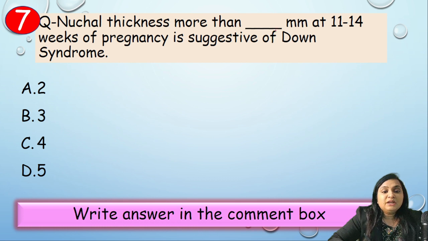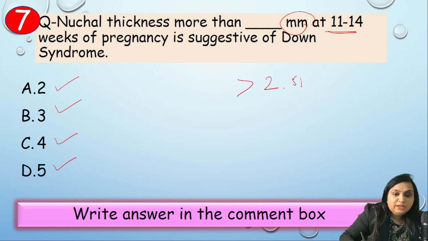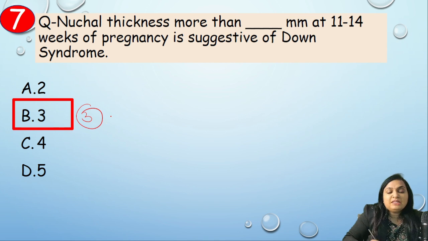Next question: nuchal thickness of more than this many millimeters at 11 to 14 weeks of pregnancy is suggestive of Down syndrome. So the options are 2, 3, 4 and 5. It is more than 2.5 mm, but here the most relevant and closest answer is number 3. So we are going to write 3.